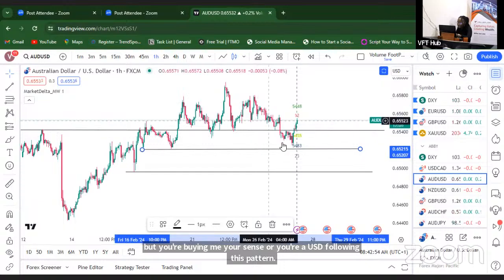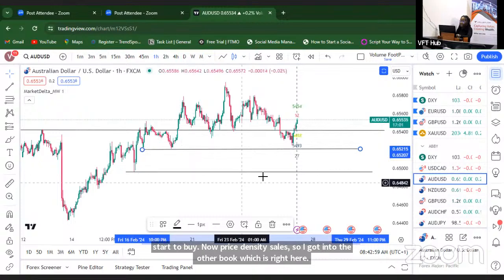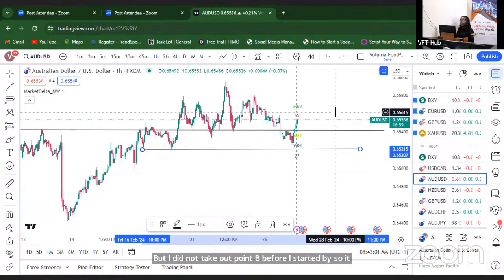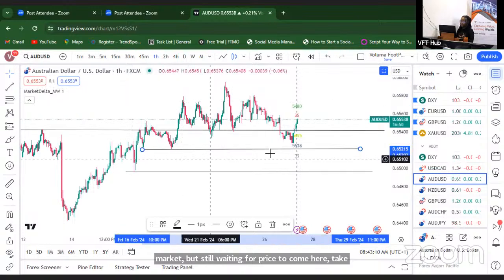Now, price started to sell, and it got into the other block, which is right here, but it did not take out point B before it started to buy. So it didn't put us into the market. It didn't take us into the market. We're still waiting for price to come here, take out point B, and then continue the buy on AUD USD, right? Now let's go to NZD USD.